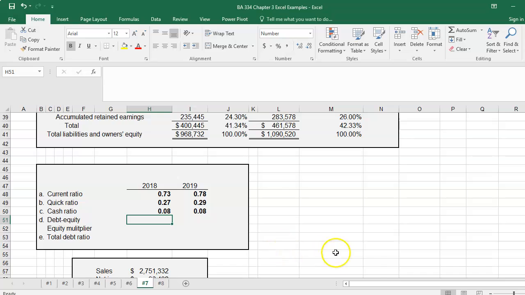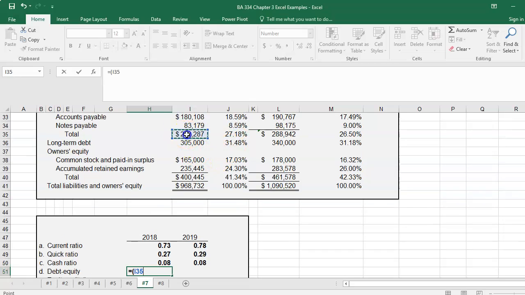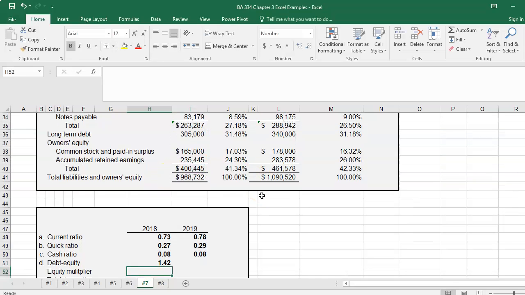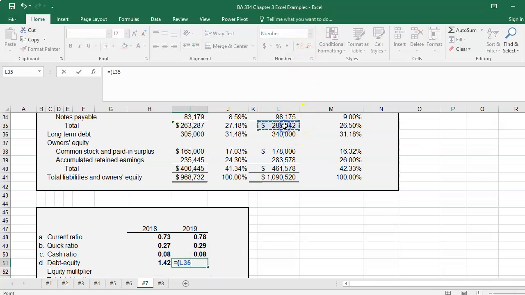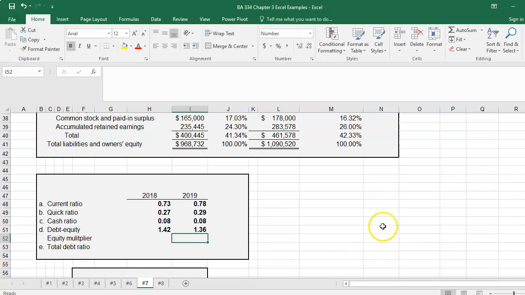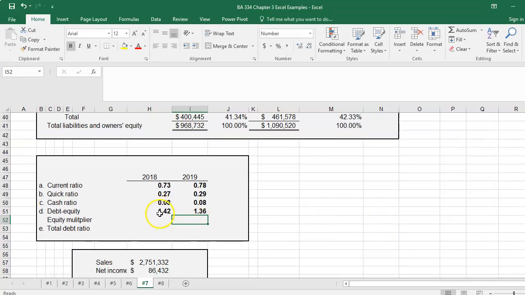The debt to equity ratio is total debt divided by total equity. So we need to add our current debt plus long-term debt and divide by total equity. So current debt plus long-term debt divided by total equity. So we see that we have more debt than equity.